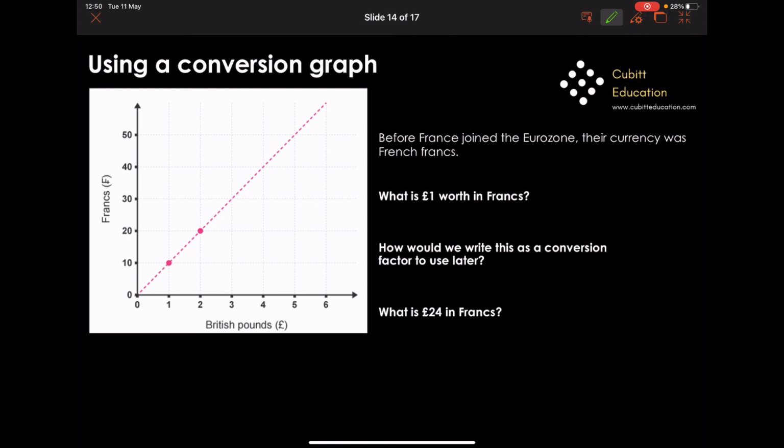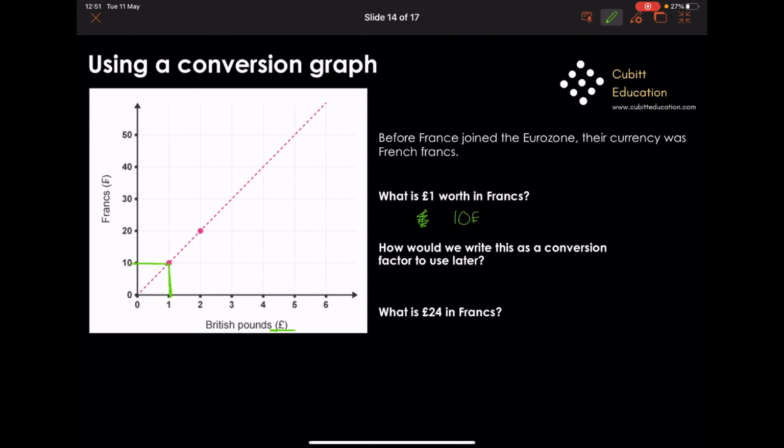Okay, so what is £1 worth in francs? That one's quite an easy one because we can just go up to our line from 1, go up and across. Oh, look, it's 10 francs because the pounds are this side. So £1 is worth 10 francs.